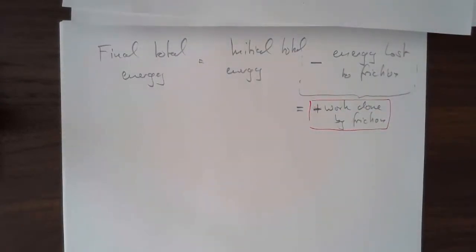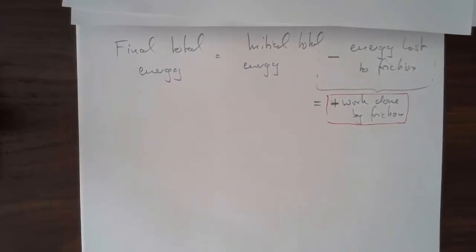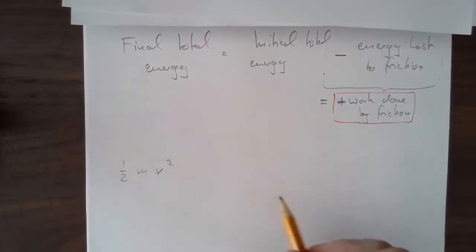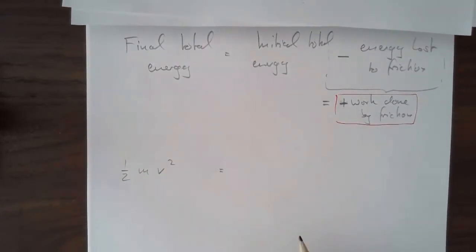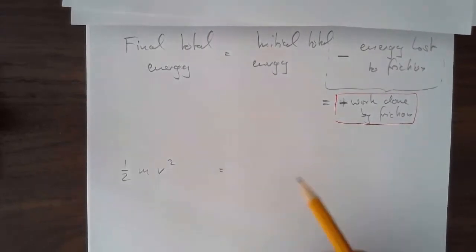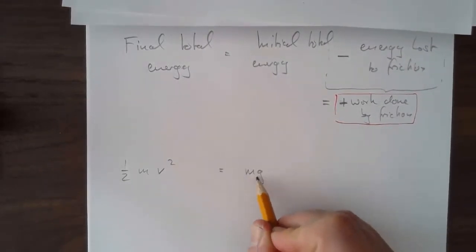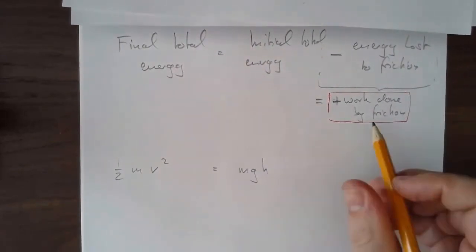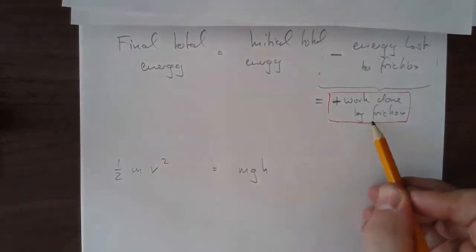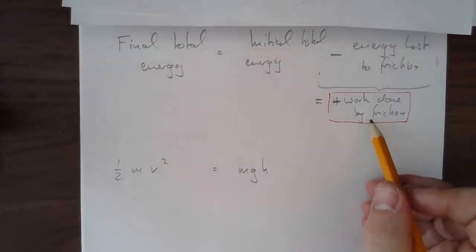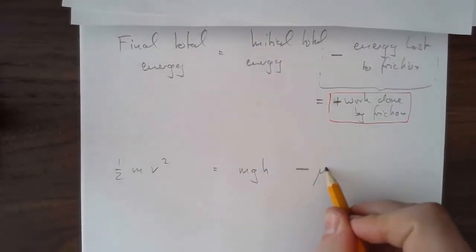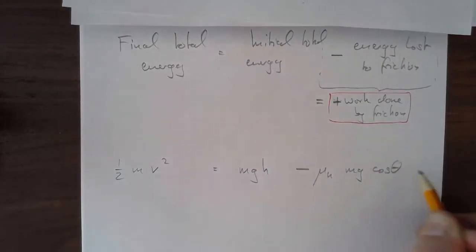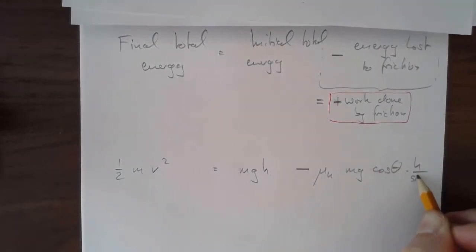Okay, so now we can put the pieces together. I can write the final total energy was just 1/2 mv squared. There was no gravitational potential because we're at the bottom of the hill. Initially it was all gravitational potential, but those are not equal because in the process work was done by an external force that doesn't have a potential energy. That external force was friction, and the work done was negative. It was equal to minus mu k mg cosine theta times h over sine theta.